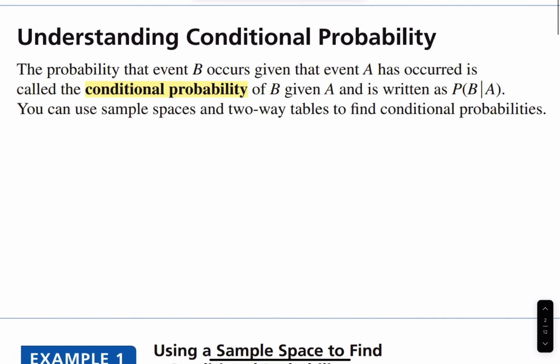So the first thing we want to do is just understand conditional probability. The probability that event B occurs given that event A has occurred is called the conditional probability. The way we write that is probability of B given A. This little line right here just means given. So the way we can think about it is it's the probability that B happens given that A has already happened. You can use sample spaces and two-way tables to find conditional probabilities.